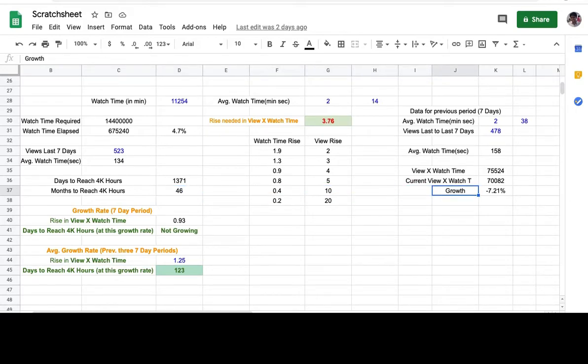Now what next can we do? We can do a similar analysis for the previous 7 days. So for the previous 7 days, we can put in the numbers of average watch time in minutes and seconds and views for the last 7 days, and this will convert the average watch time from minutes and seconds to seconds. This is what is going to calculate your growth.